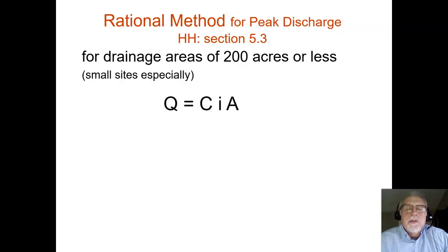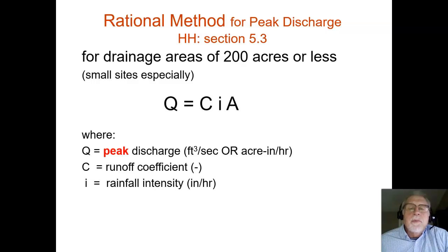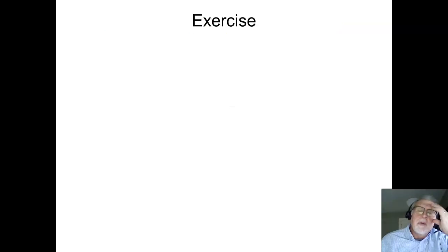The rational method says the flow, Q, that's the peak discharge, cubic feet per second, or acre inch per hour. Wait a minute, we'll get to that in a second. Is equal to a runoff coefficient, which I'm saying is unitless at this point, but we'll come back to that, times the rainfall intensity times the area. All right, so this is the equation, Q equals CIA. Let's do a little exercise here on these calculations. You can work on that sheet, or you can just watch the PowerPoint here.